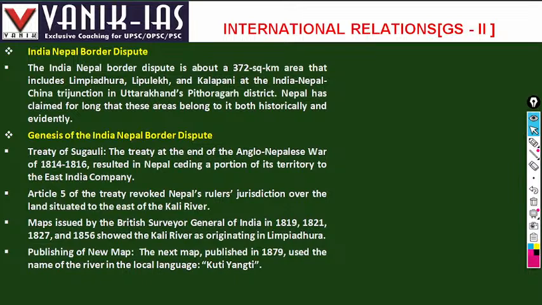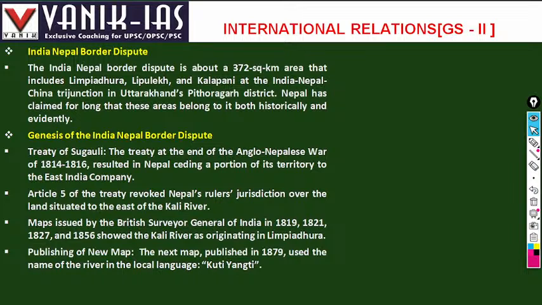Genesis of the India-Nepal border dispute, the Treaty of Sugauli. The treaty at the end of the Anglo-Nepalese War in 1814 to 1816 resulted in Nepal ceding a portion of its territory to the East India Company. Article 5 of the treaty revoked the Nepalese ruler's jurisdiction over the land situated on the east of the Kali River.